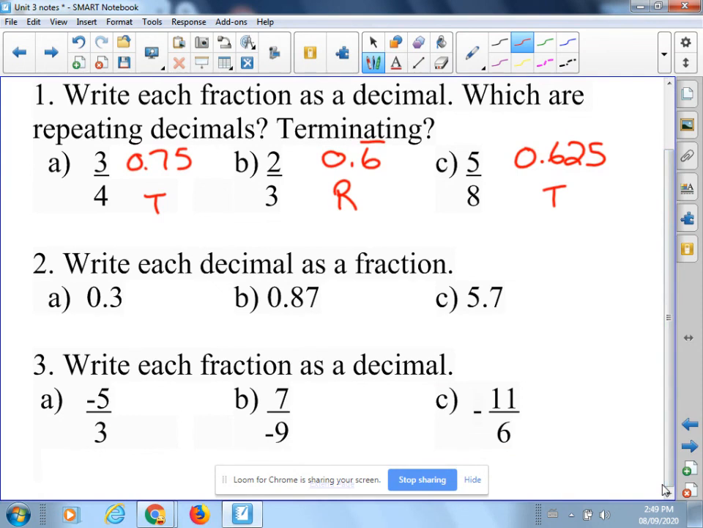Okay? Write each decimal as a fraction. The 3 is in the tenth place, so it becomes 3 out of 10. The 7, so the last number in my decimal, is in the hundredth place, so it becomes 87 out of 100.